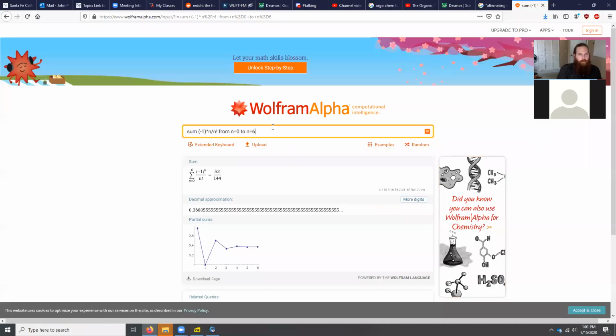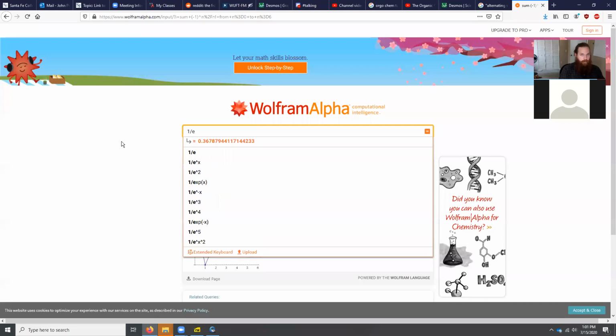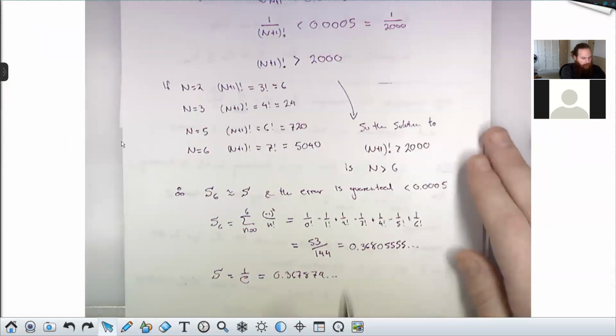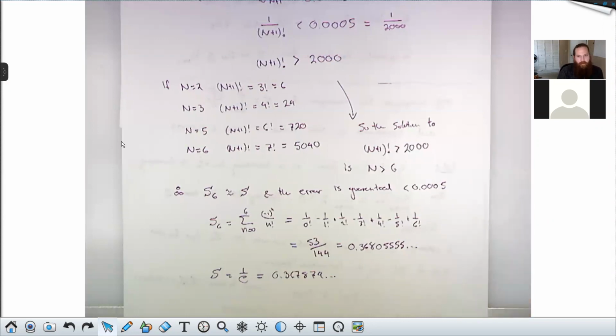If I compute 1 over E, it has decimal 0.36789, blah, blah, blah. And so just like we said before, the first two decimals are guaranteed to be correct. The third decimal is correct with probability 50%. So our third decimal here is off. But if you rounded this to 3 decimal places, you would get this. So this is a really good approximation for 1 over E. 1 over E is very close to 53 over 144.